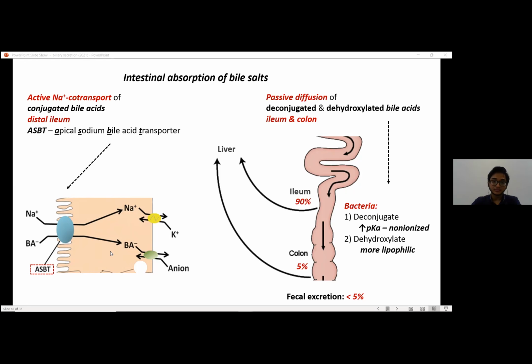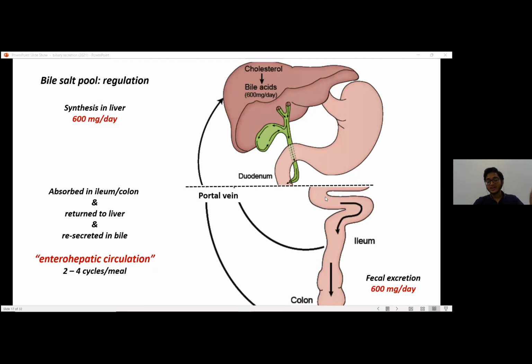So the total is 2.5 grams of bile every day. But if you don't have the enterohepatic circulation, the liver would need to synthesize all of it again, but that's too much work. So what you do is you reabsorb most of it, 95% of it, and then the liver only needs to make around 600. So the liver makes 600, and the overall amount you have is 2.5.